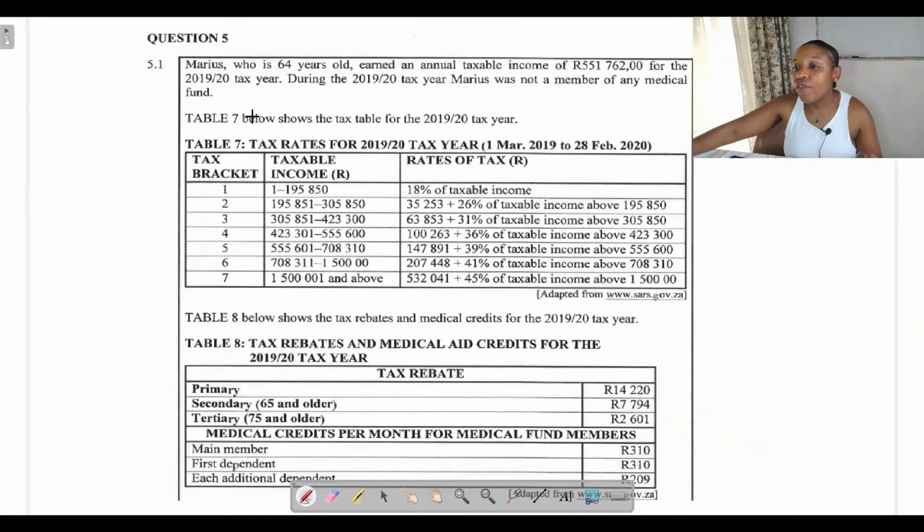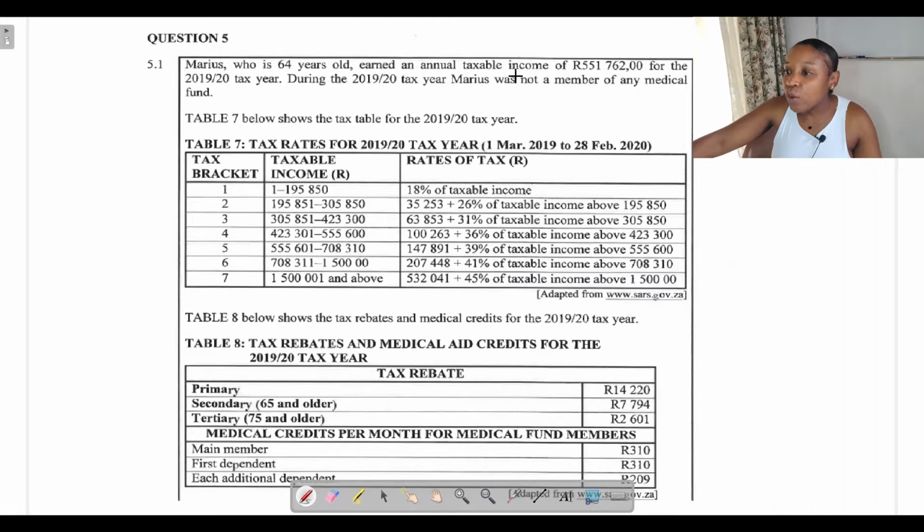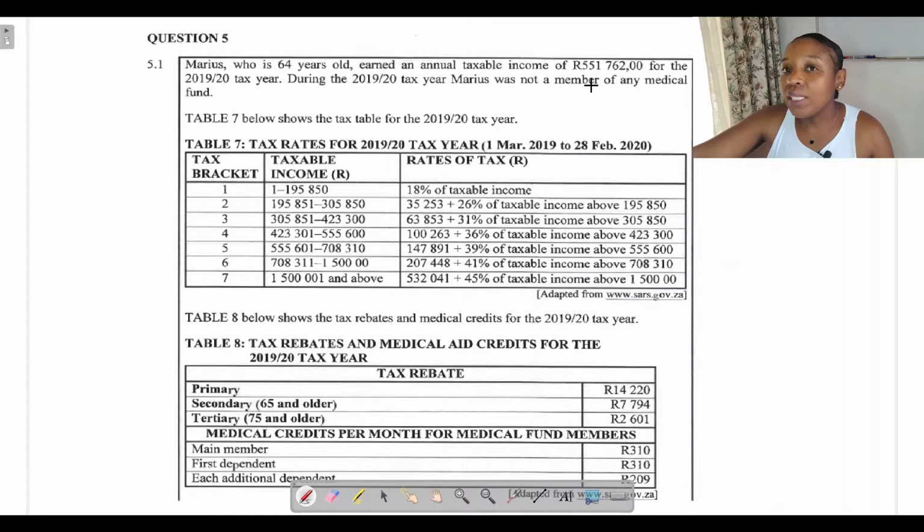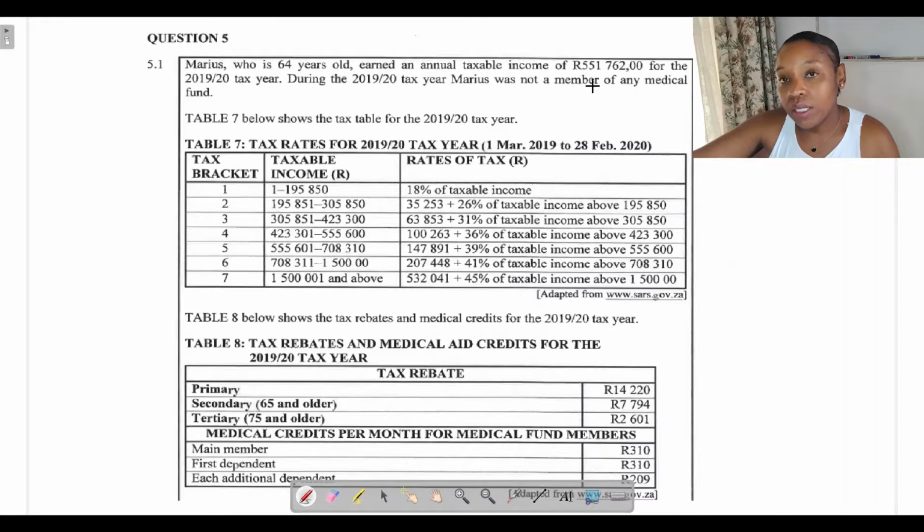Have a look at question 5.1. We're going to read the information that has been given to us here, and we're going to try to deeply understand what we are being given, and then we're going to move on and answer the questions that are given to us, right? So let's have a look. Marius, who is 64 years old, earned an annual taxable income of 551,762, right, for the 2019 to the 2020 tax year.